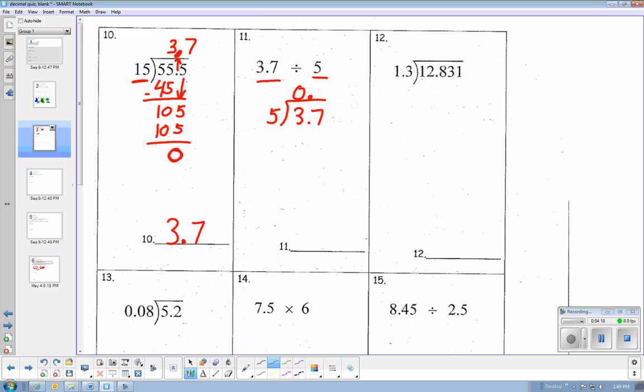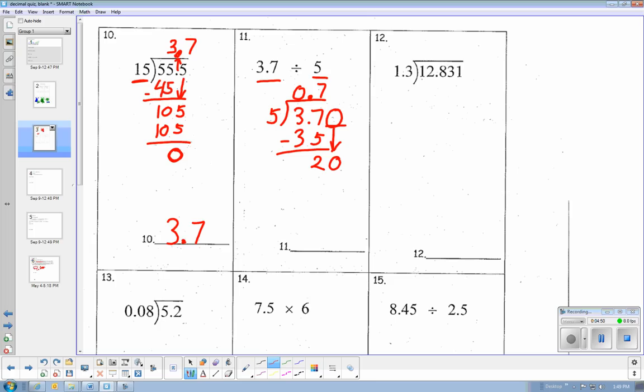How many times does 5 go into 37? Well, it goes in there 7 times because we know 7 times 5 is 35. When we subtract that, we get 2. Now, when you were in 4th grade, you probably used this 2 as a remainder, but we are working with decimals now, so we don't use remainders. At this point, there's no number here to bring down, so we need to add a 0 in there and bring that down.